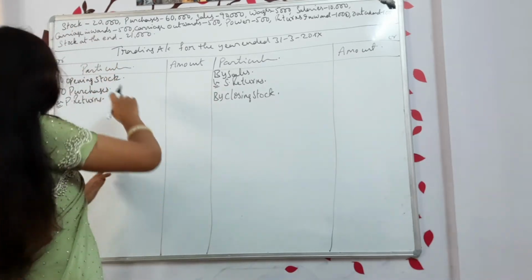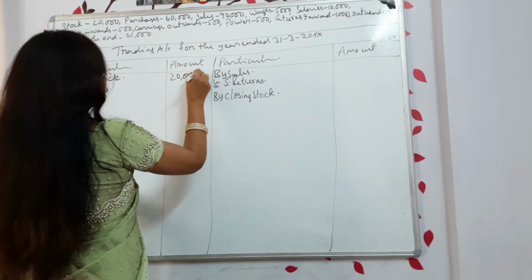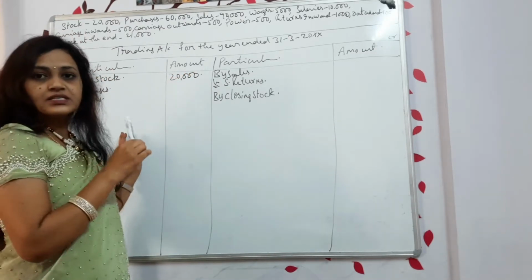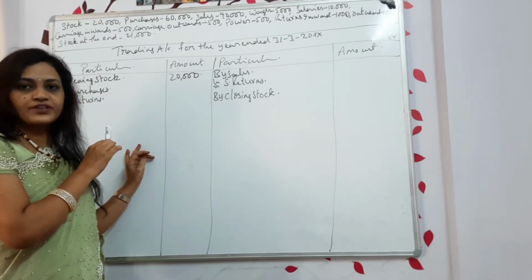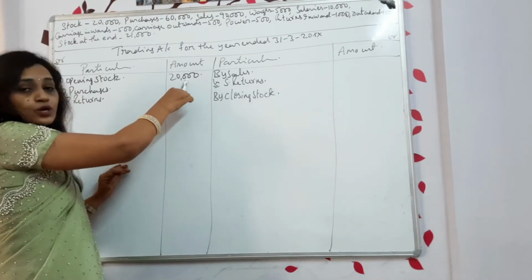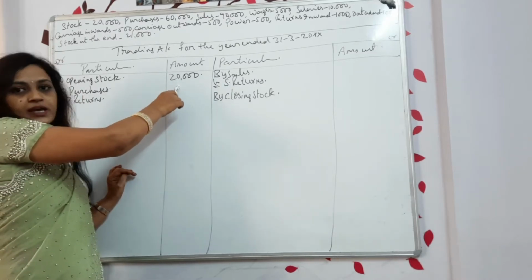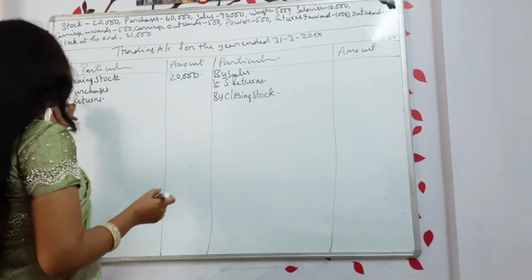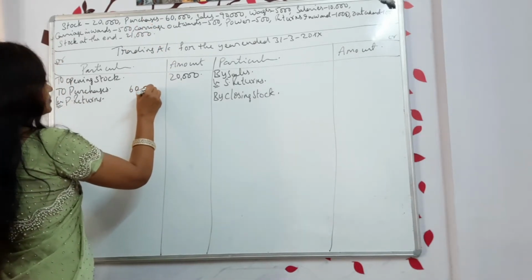Now first let's see what is the opening stock. Stock 20,000. That means at the year starting, when you have started your accounting year or financial year, whatever is the stock at that time is called opening stock. You can find this in the trial balance. Next one, purchases. Purchases given in the question 60,000.